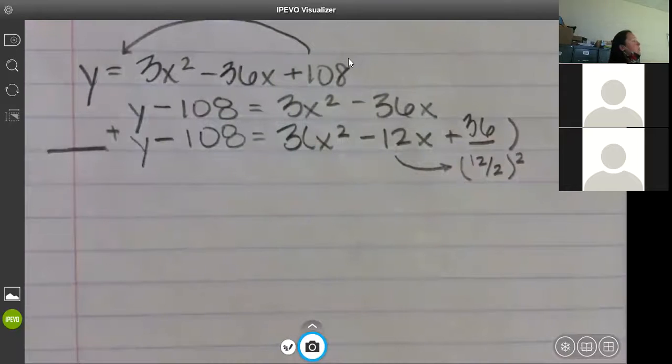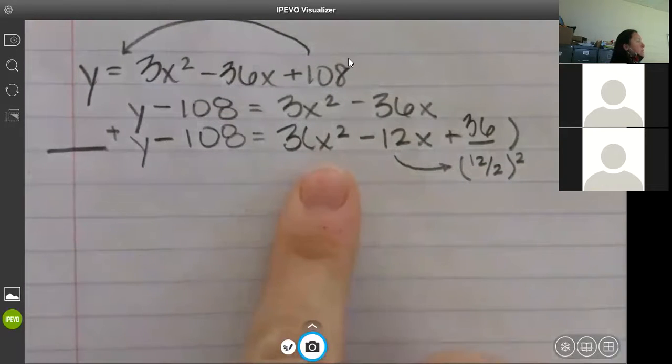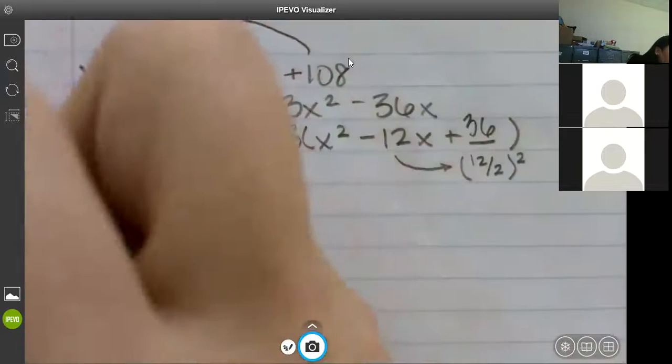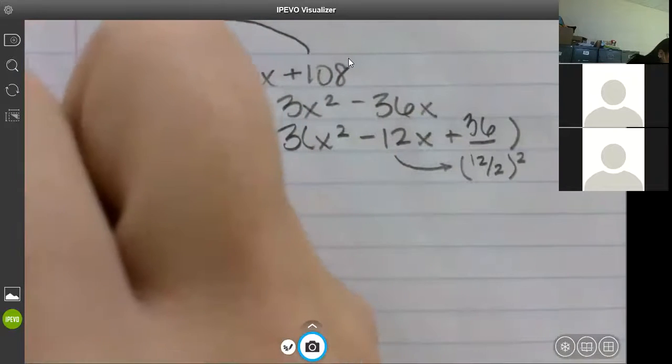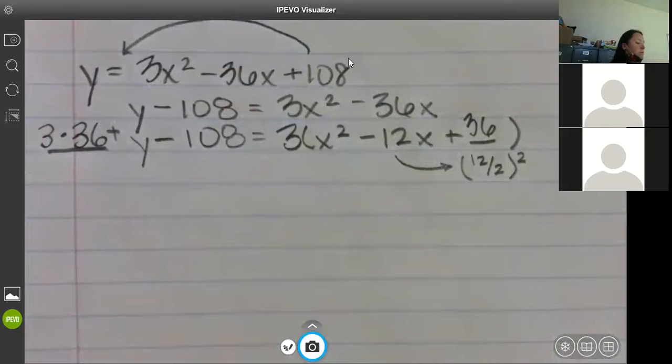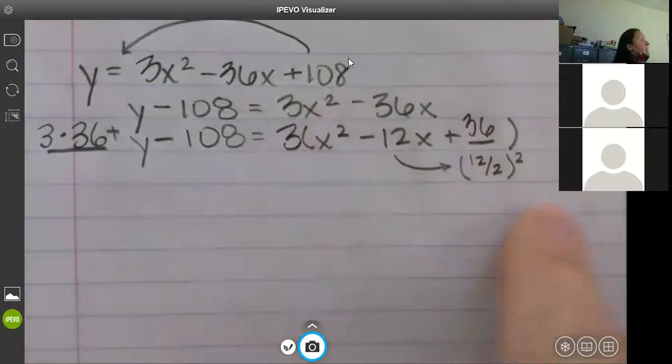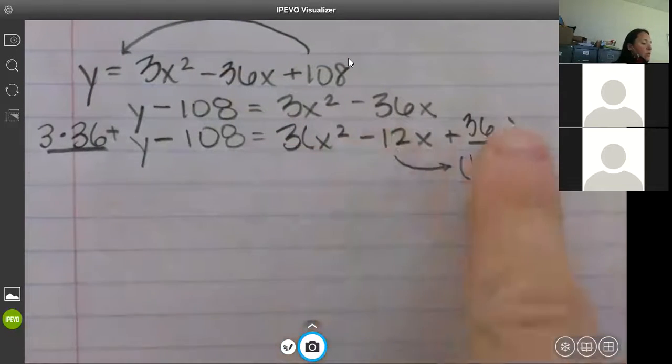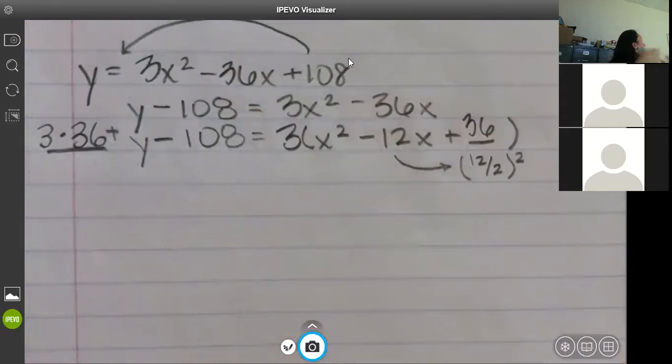Now listen to me carefully. What I do to one side, I have to do to the other. What did I do to this side first? You took out a 3. I got to put that 3 back in. So what we're actually putting over here is what I took out times what I put in. So think about distributing this back in. What would I need to do? I actually did 3 times 36 on this side rather than just 36.